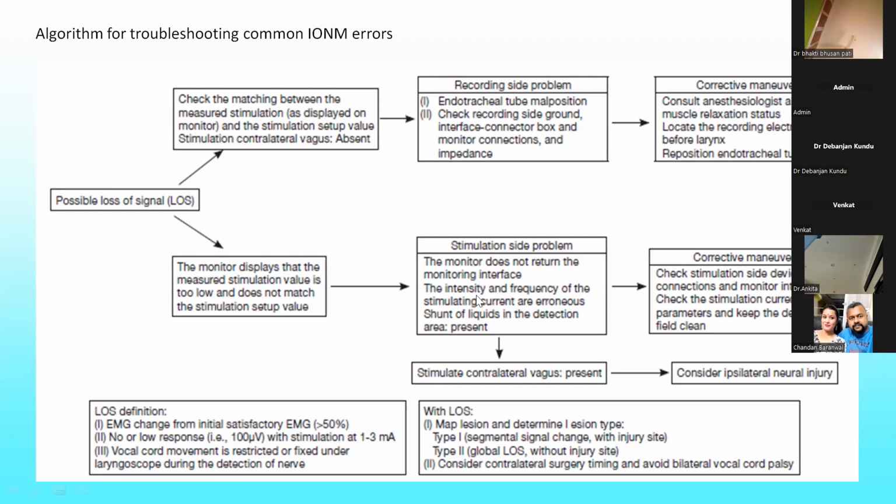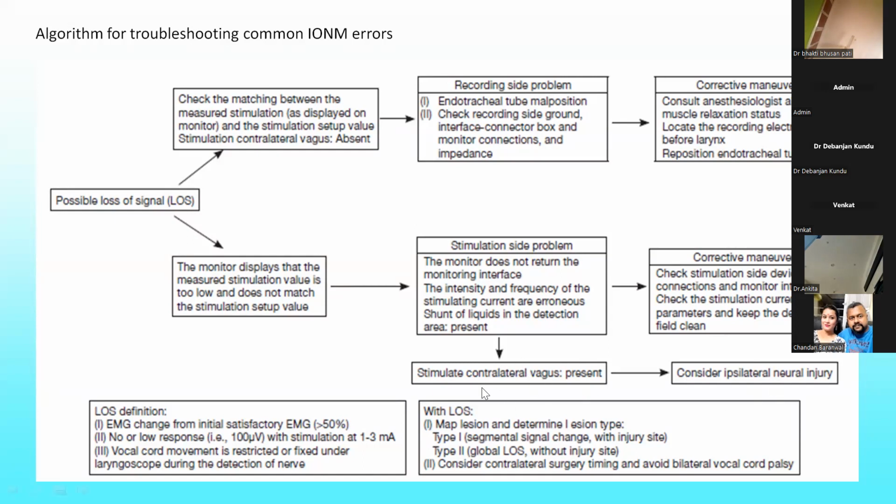So what is the issue there? The intensity and frequency of the stimulating current are erroneous. Shunt of liquids in the detection area may be present. And we have to check for the corrective maneuver: check the stimulation side device connection and monitoring interface, check the stimulation current parameters, and keep the detection field clean. If it is a stimulation side problem, then we have to stimulate the contralateral vagus and check whether everything is perfect or there is still the same issue. Then we can change the ground or reference electrode or the stimulator, or we can check the tube connection.